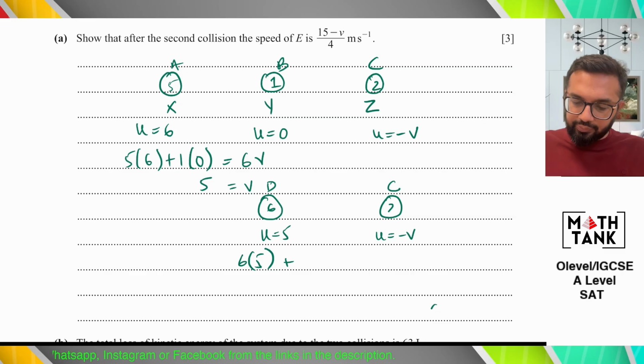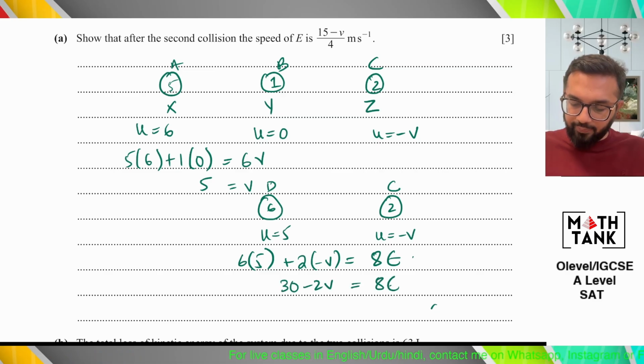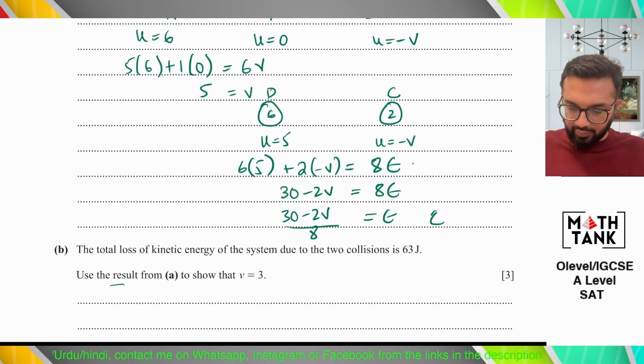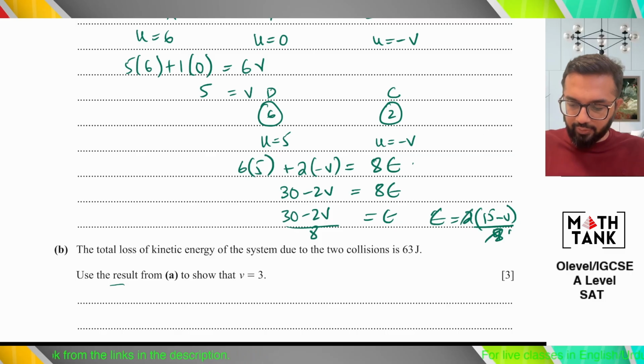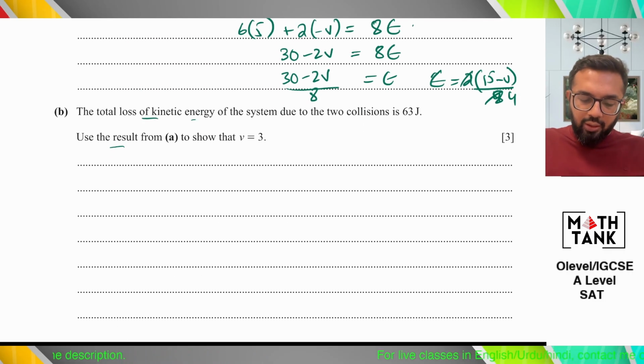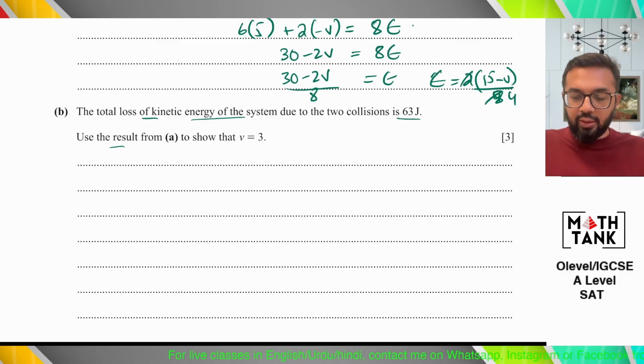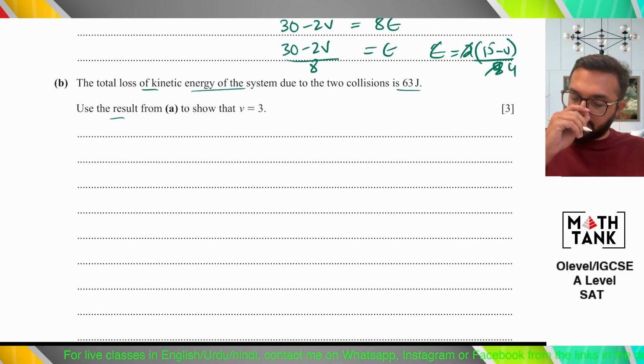particle E. So 2 into minus V equals to 8E. 30 minus 2V equals to 8E. And I think I have my answer. 30 minus 2V over 8. I factor out a 2, and that should give me 2 into 15 minus V over 8. So 2 times 4. Okay, the total loss of kinetic energy of the system due to the two collisions is 63 joules. Use the result from part A to show that V equals to 3.